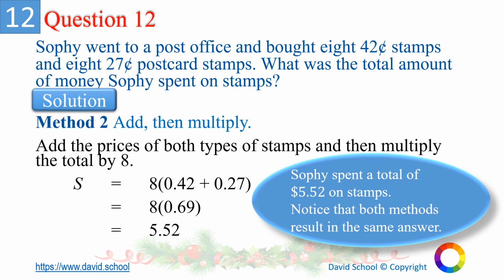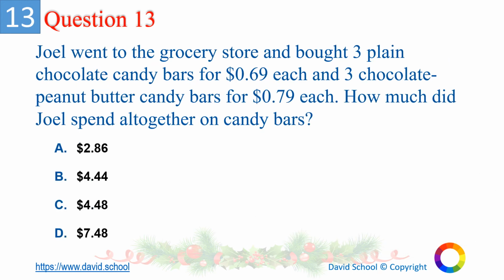Now we will see one last example. Joel went to the grocery store and bought 3 plain chocolate candy bars for $0.69 each and 3 chocolate peanut butter candy bars for $0.79 each. How much did Joel spend altogether on candy bars? We first multiply and then add. We get 4.44.